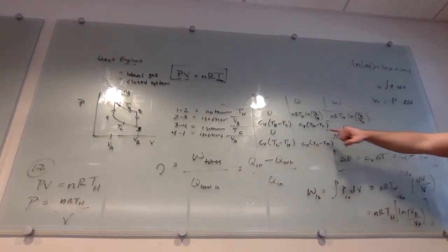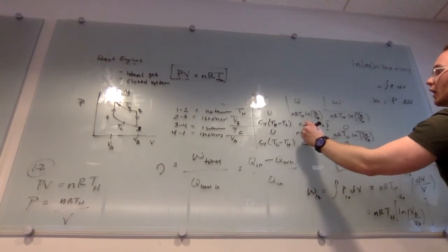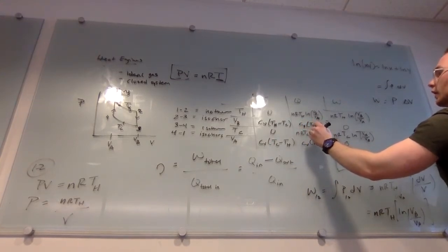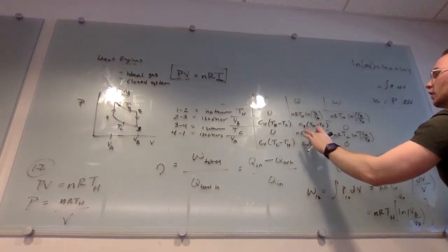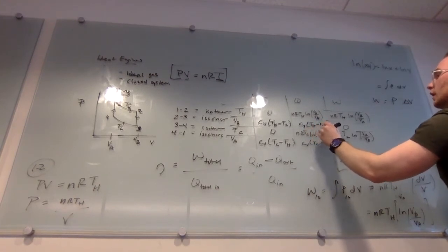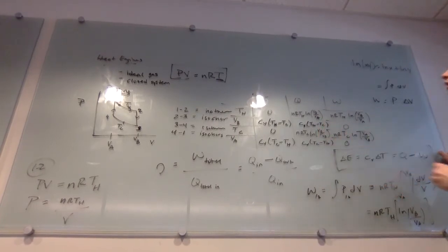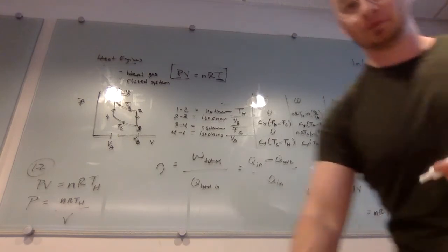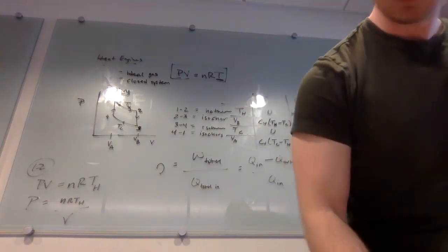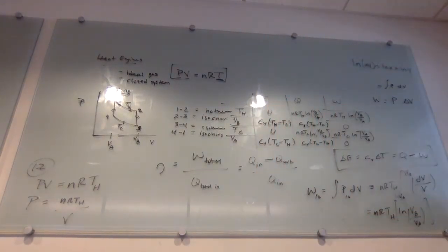And now again, we can use the same thing, and this is just going to be identical. nRTC ln VA over VB. Well, great. Now we have a bunch of equations. So what do we do with this again? We want to calculate the efficiency, that's right. So the efficiency, where's my, oh, I put it back.